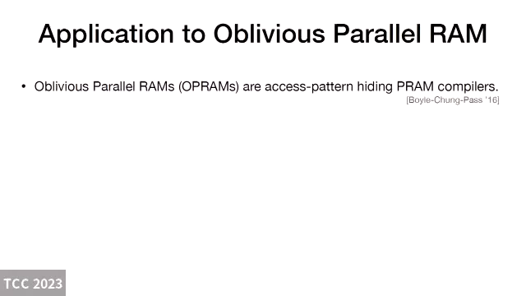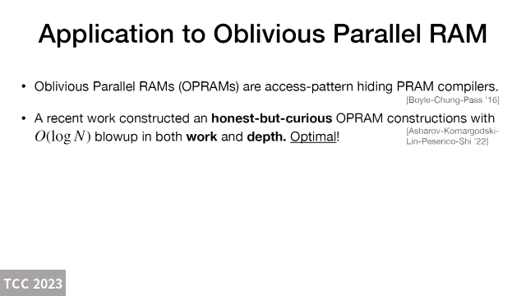So as an application of this, we'll consider the oblivious parallel RAM (OPRAM) model. You can think of an OPRAM as an access-pattern-hiding PRAM compiler. It's like a memory checking compiler setup, but the goal of this compiler is to hide the underlying access patterns. There's a beautiful recent work of Asharov et al., which shows that in the honest-but-curious setting, you can achieve O(log n) blow-up in both work and depth for OPRAM. And this is in fact optimal, as they show.